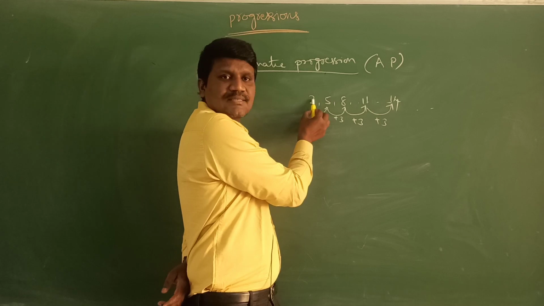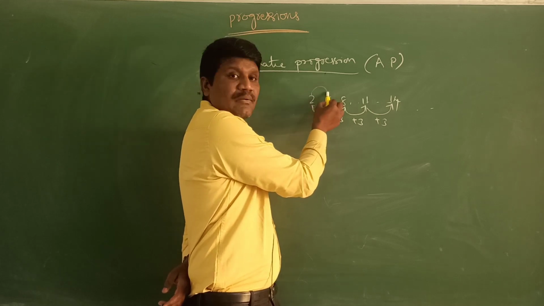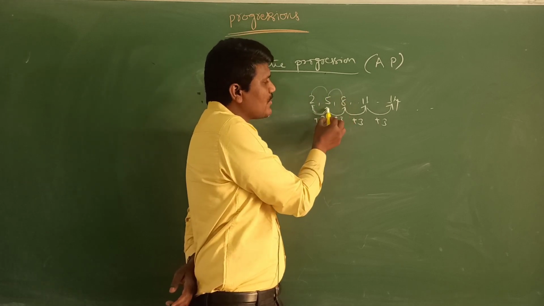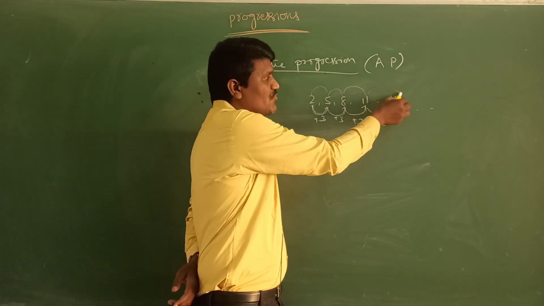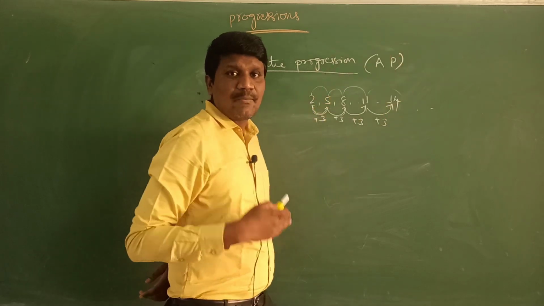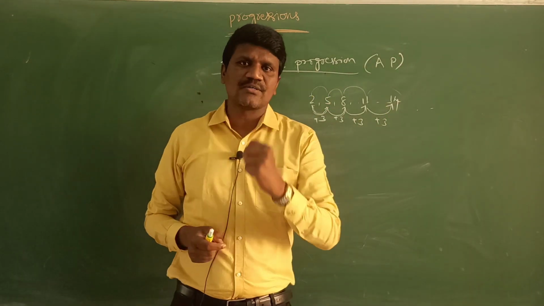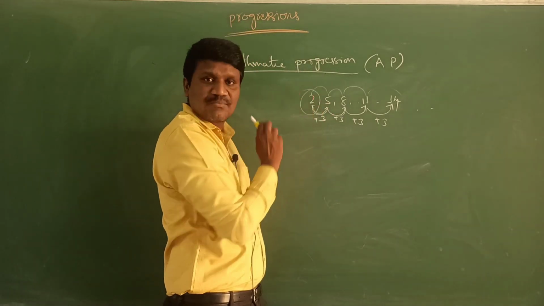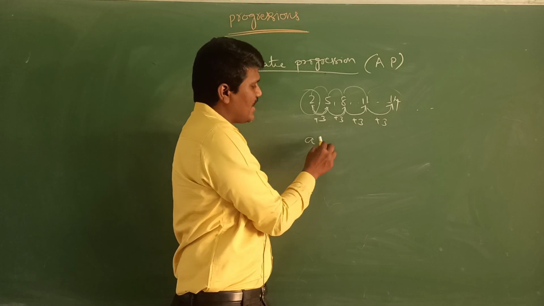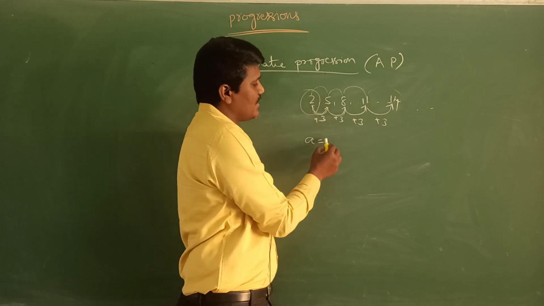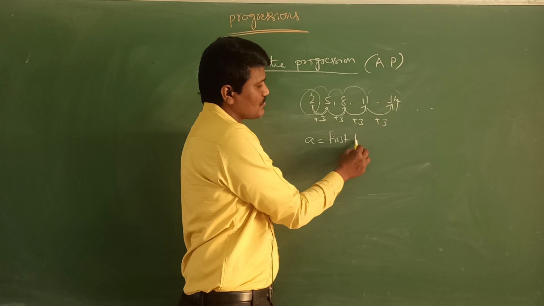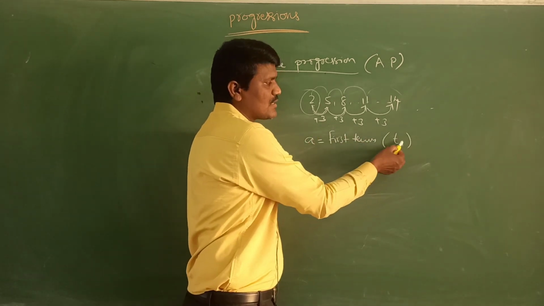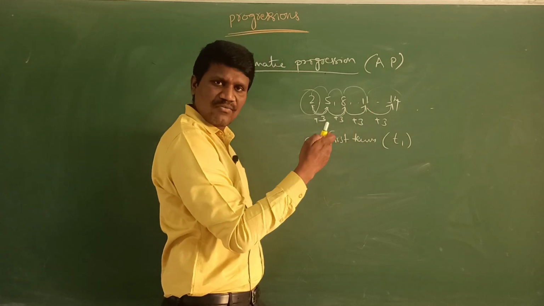So the first number is the same, the second number is coming by adding 3, and the third number is also coming by adding 3, then the fourth number, the fifth number, like this. Every number is coming by adding 3. So here there are two important terms. One is the first number, which has nothing before it. Generally we say A is the first term. Denote it by A, or sometimes we say T1, term 1, the first term.